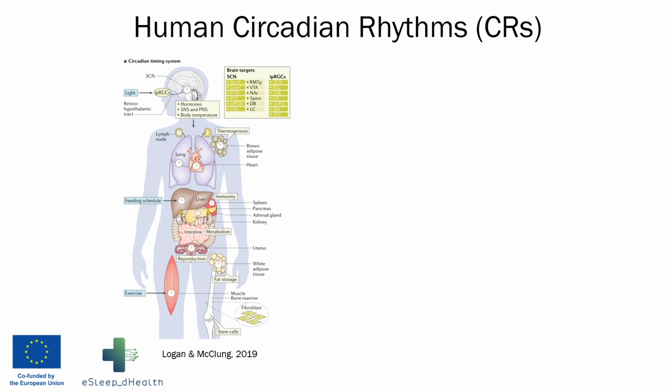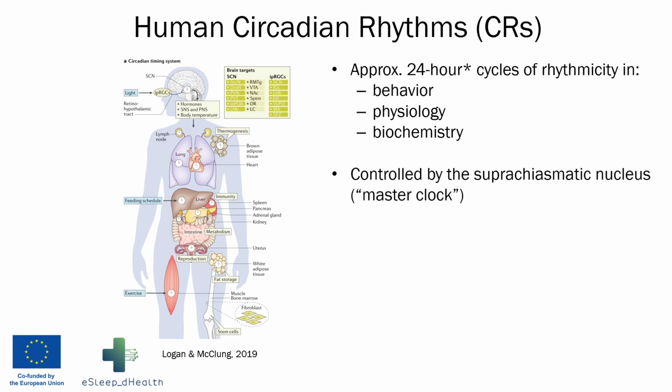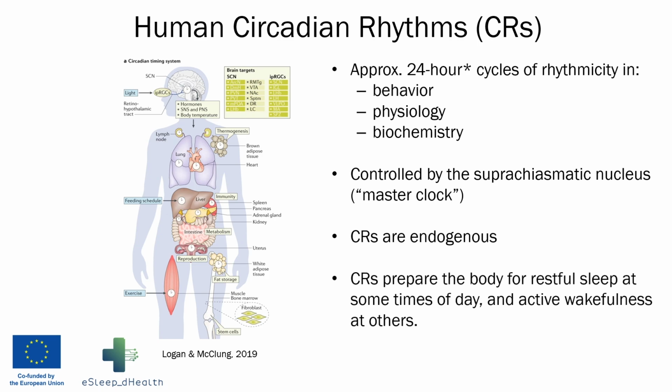So we see circadian rhythms at different levels, from behavioral to physiological to biochemical. They're found at every level in the human body. And they are controlled by the suprachiasmatic nucleus, which is our master clock, and it's housed in the hypothalamus in the brain. They are endogenous, meaning that in order to have true circadian rhythmicity, they should continue even with no stimulation from outside. In other words, they are intrinsically rhythmic. And they are supposed to prepare the body for restful sleep at some times of the day and active wakefulness at others.